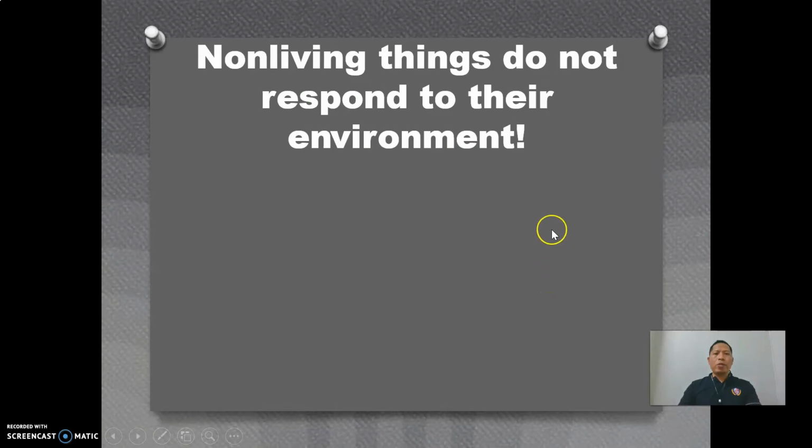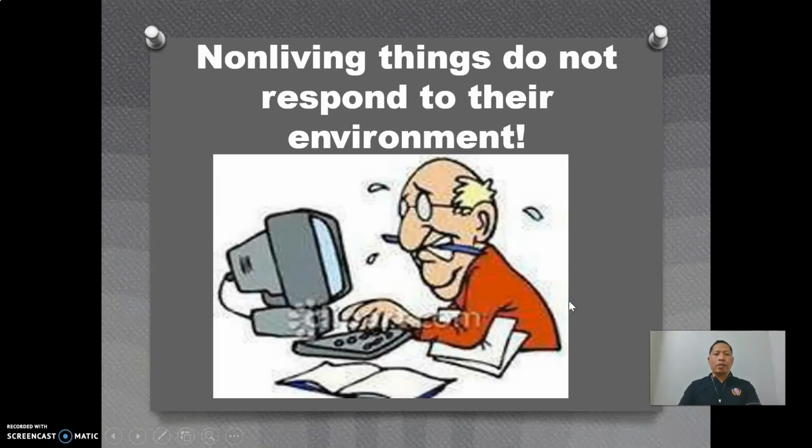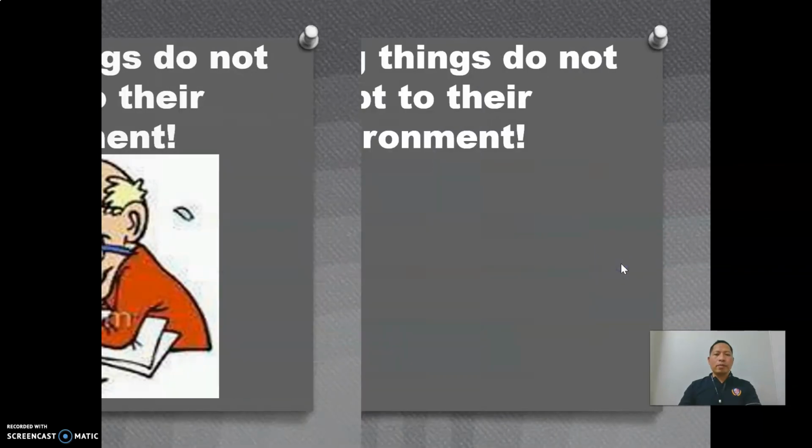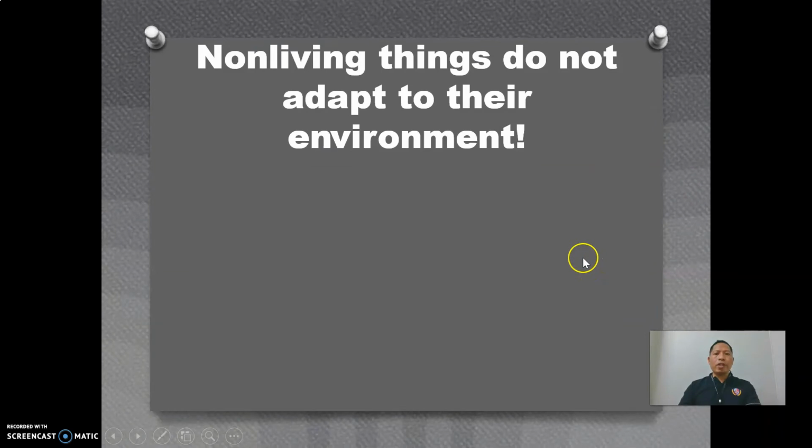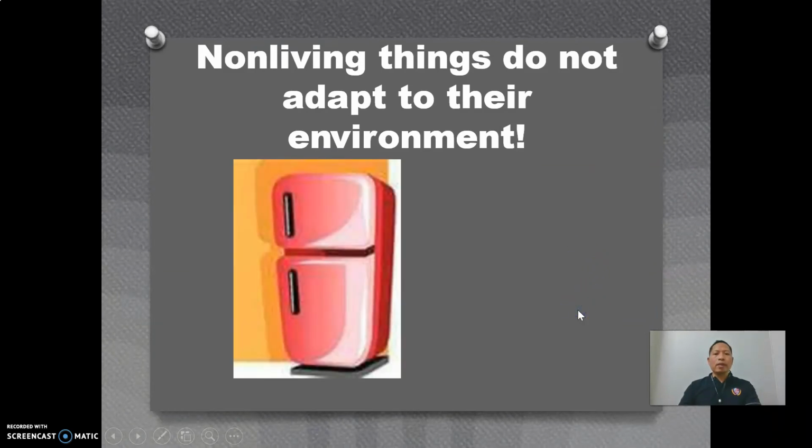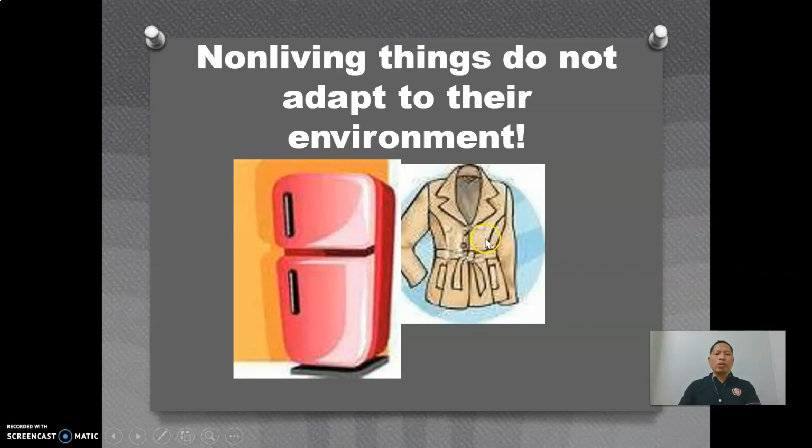Non-living things do not respond to their environment. So this computer is a non-living thing. It cannot respond. Non-living things do not adapt to their environment. An example is this refrigerator. It can produce only ice and cold water, and also our dress.